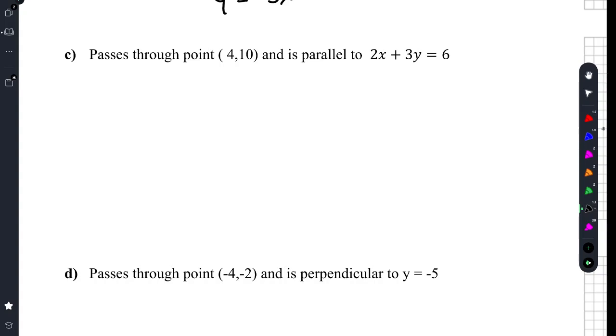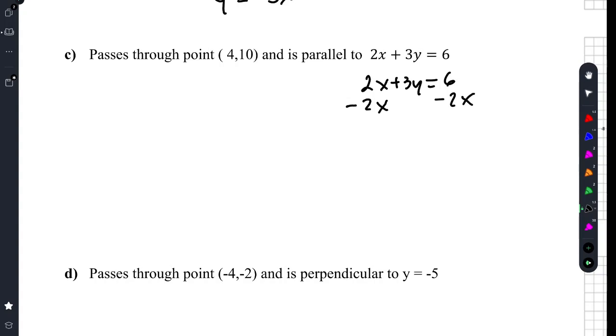We don't know the slope yet. Okay. There is a way to get the slope, but I'm not going to get into that here. All right. So we're going to rewrite this, right? So 2x plus 3y equals 6. We're rewriting this in slope intercept form, into y equals mx plus b.